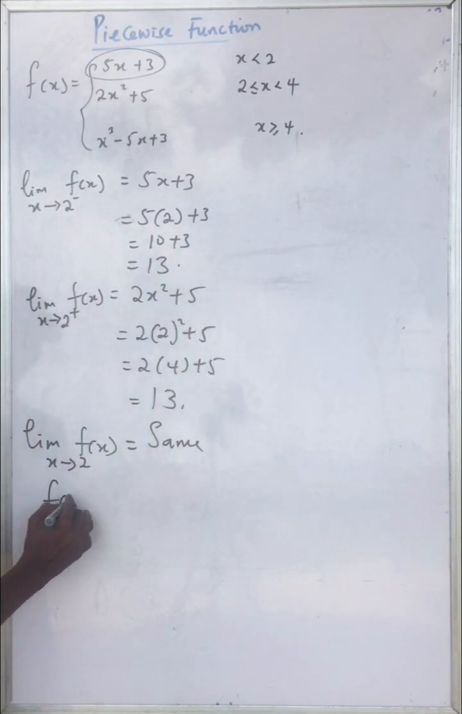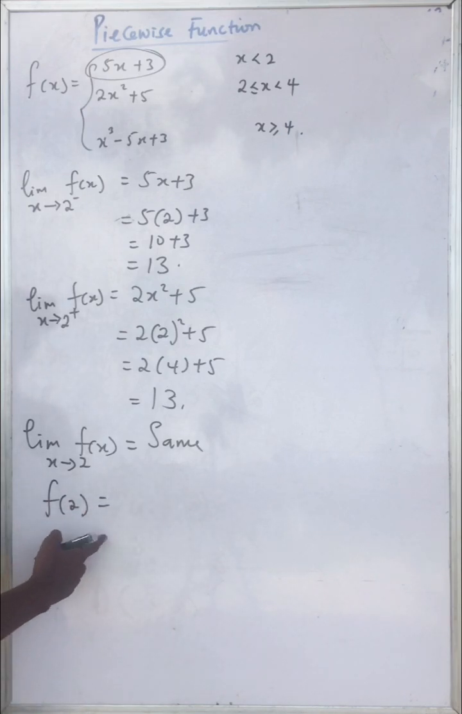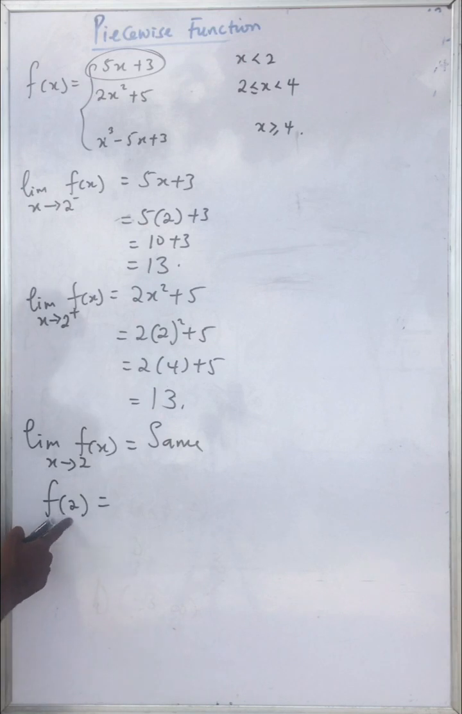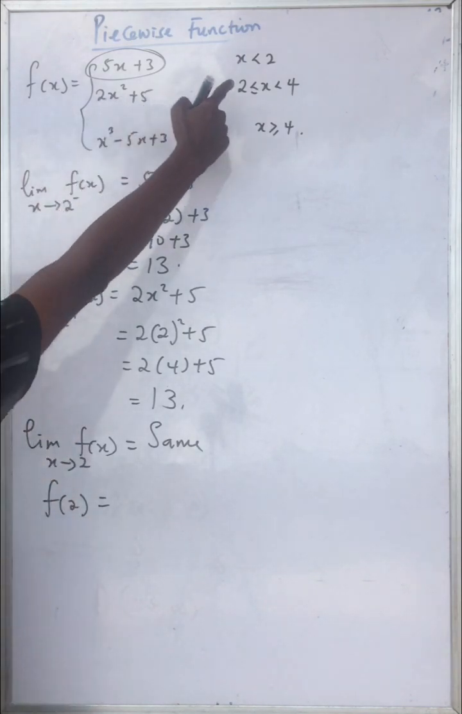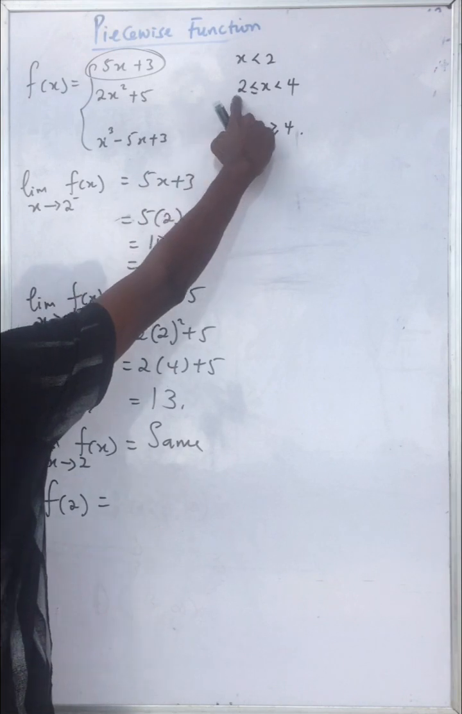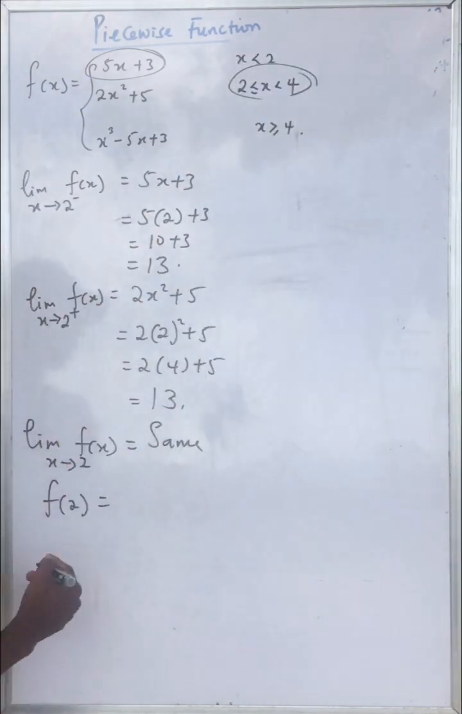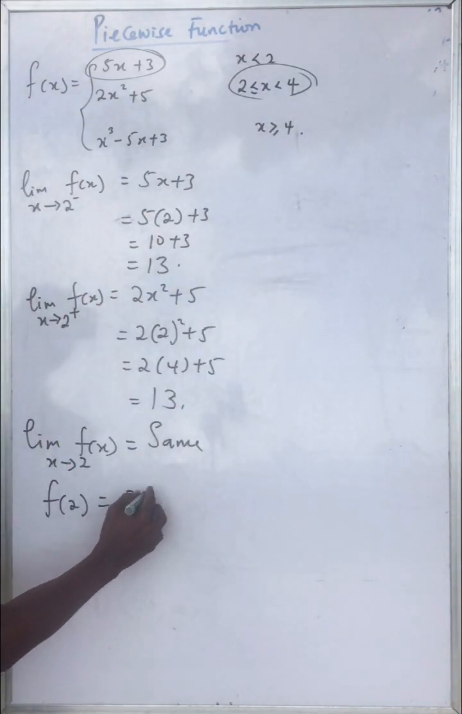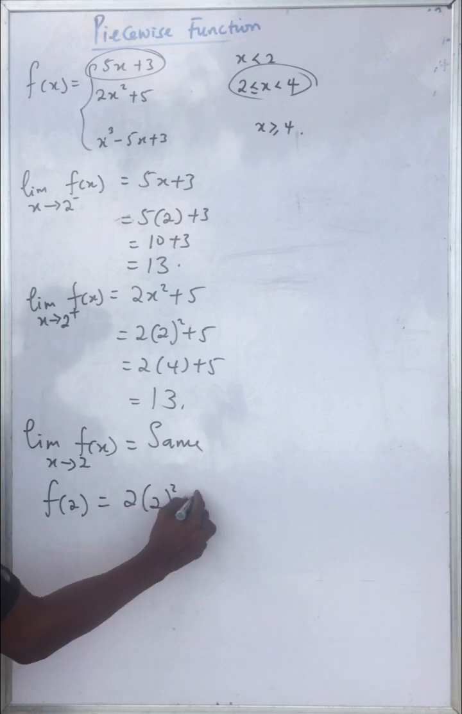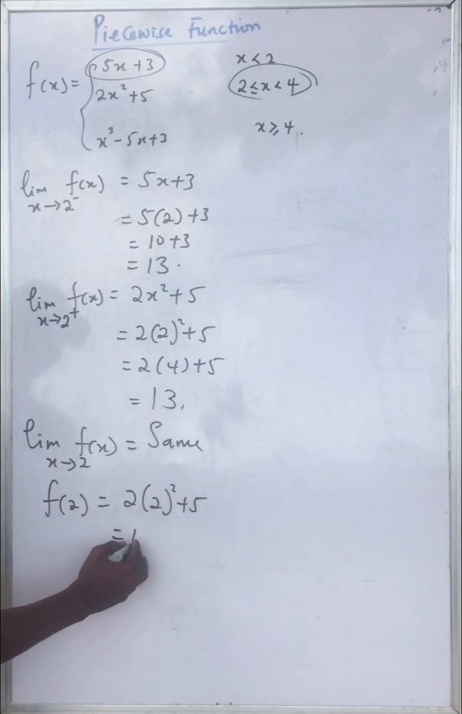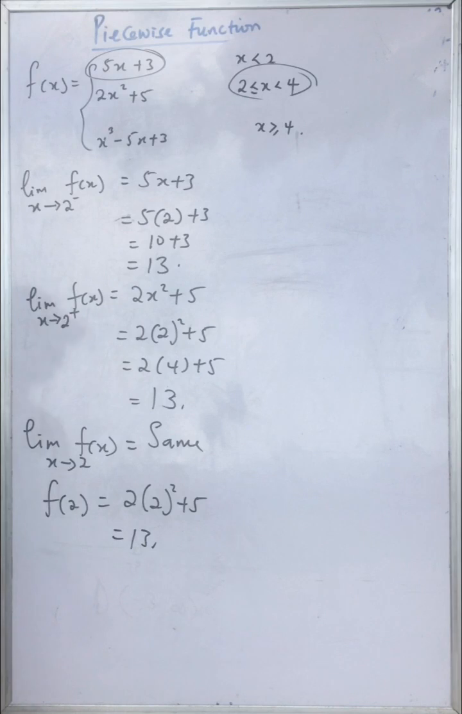So then shall we find the value of f of 2? My f of 2 is a very simple condition. What will be my f of 2? Look at it now, I think there is a 2 in this interval, isn't it? So my f of 2 is going to be 2 into 2 squared plus 5, which we have done before, which gives us 13. I hope you understand it now.